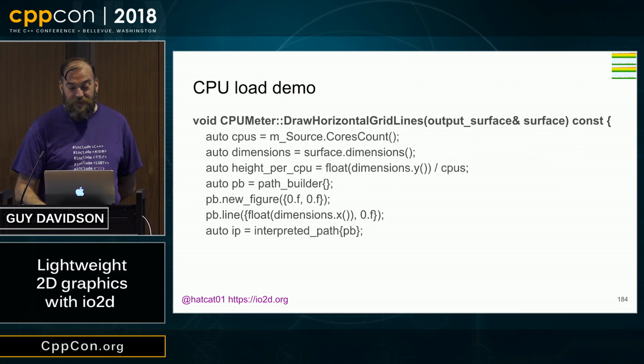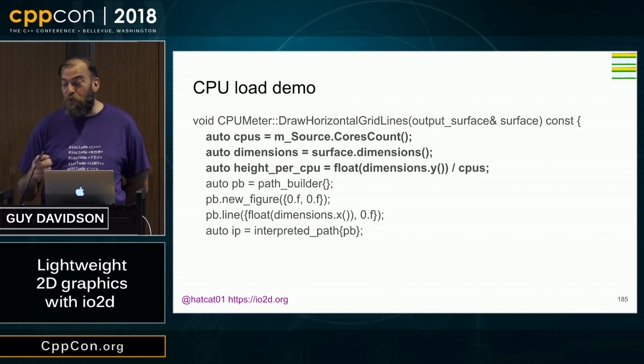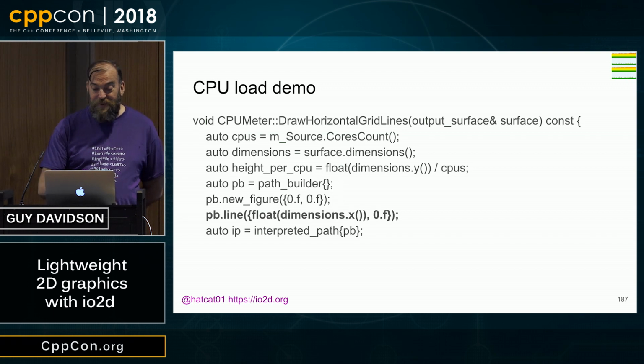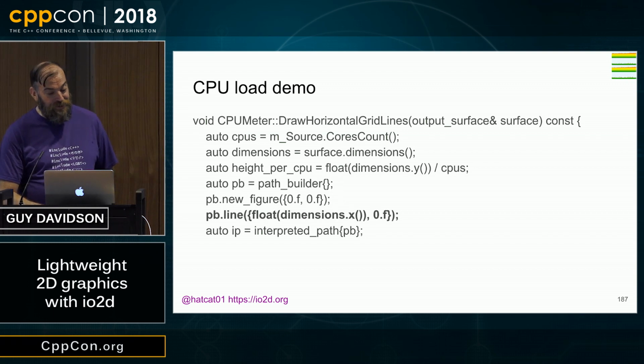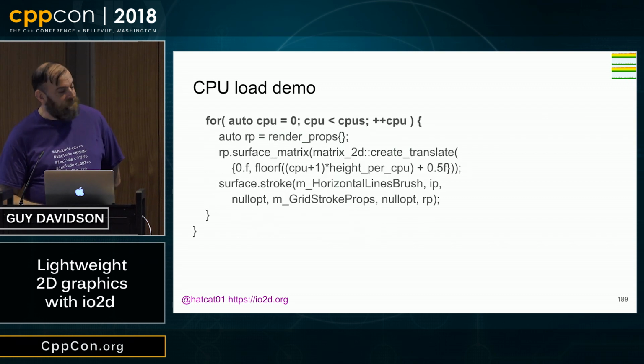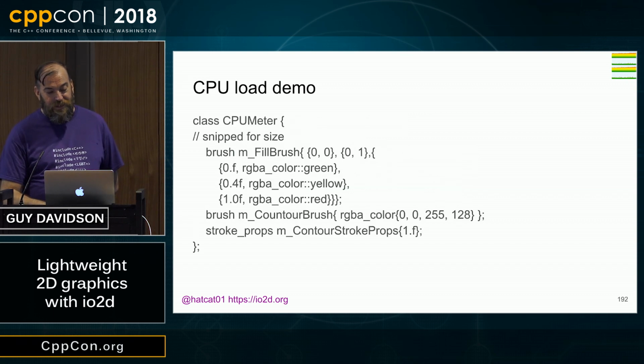The horizontal grid lines are slightly more involved because we want to partition the surface according to the number of cores. But the process is similar though. Create a new figure, draw a horizontal line to match the dimensions of the surface, and then create an interpreted path from it. And then for each CPU, translate it according to the height of the surface and the number of cores, and stroke it.